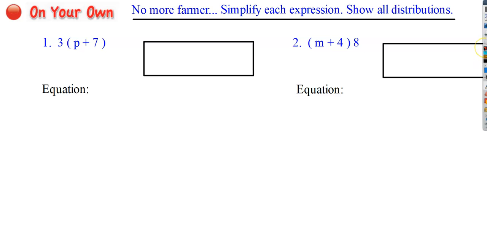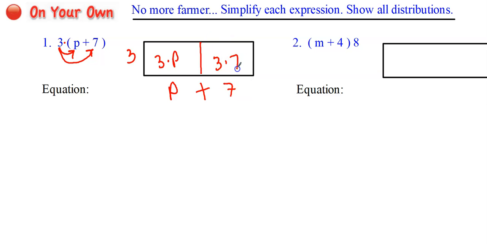So what I'm trying to get you to see is that there is kind of like an imaginary dot there, right? A number next to parentheses means to multiply. So I have to multiply the 3 times the p and the 3 times the 7. And with this box, I can put 3, and I can make this be the length p, and this is the length 7. And when I find the area of this piece, it's 3 times p, and the area of this piece is 3 times 7.